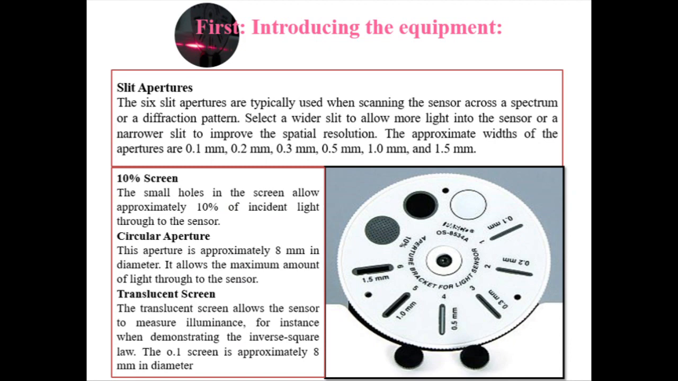Slit apertures. The 6 slit apertures are typically used when scanning the sensor across a spectrum or a diffraction pattern. Select a wider slit to allow more light into the sensor or a narrower slit to improve the spatial resolution. The approximate widths of the apertures are 0.1, 0.2, 0.3, 0.5, 1, and 1.5 millimeters.